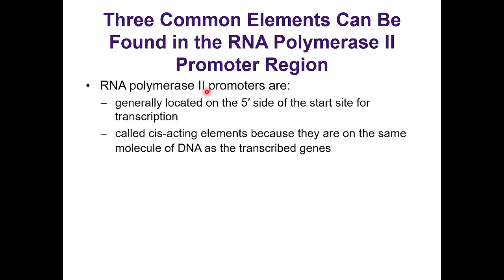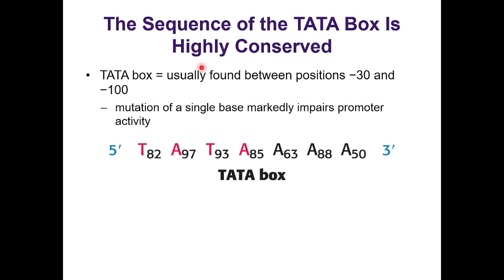right? Okay. So your RNA polymerase 2 promoters are going to be generally located on your 5' side of your start site for the transcription. They're called the cis-acting elements because they're on the same molecule of DNA as the transcribed genes. And so this is the TATA box. This is usually found between positions -30 and -100.